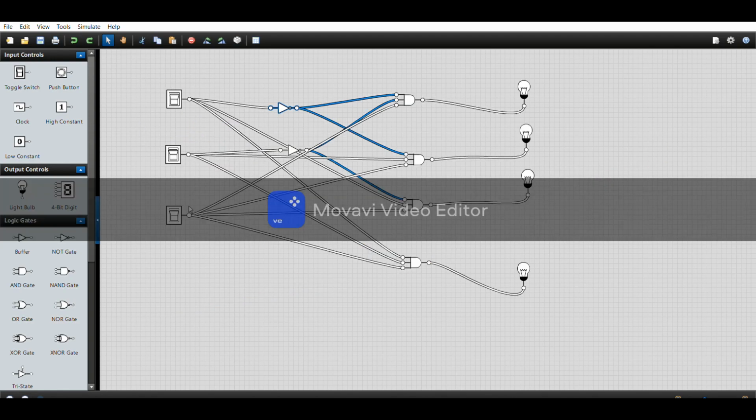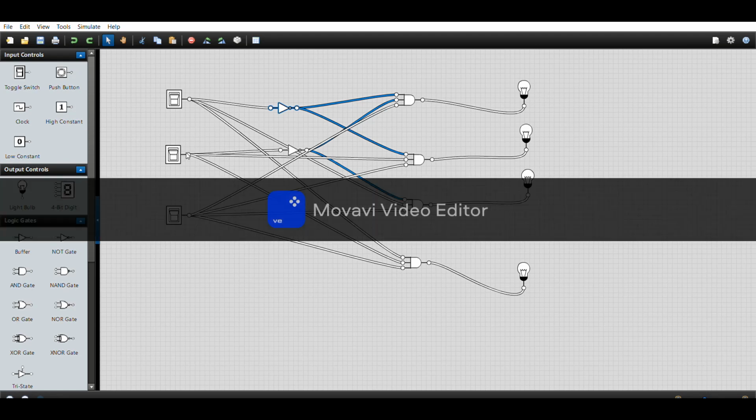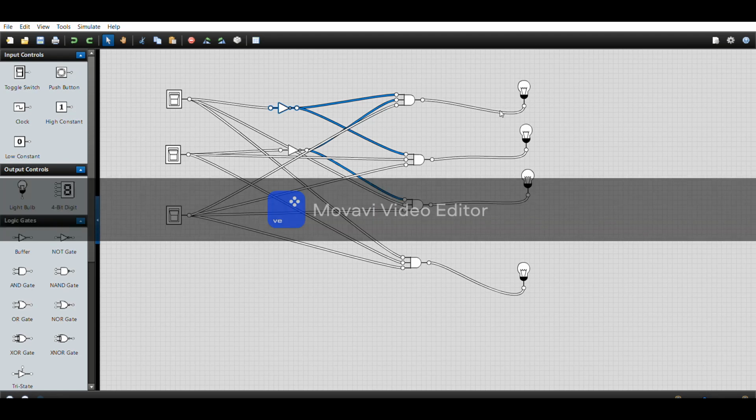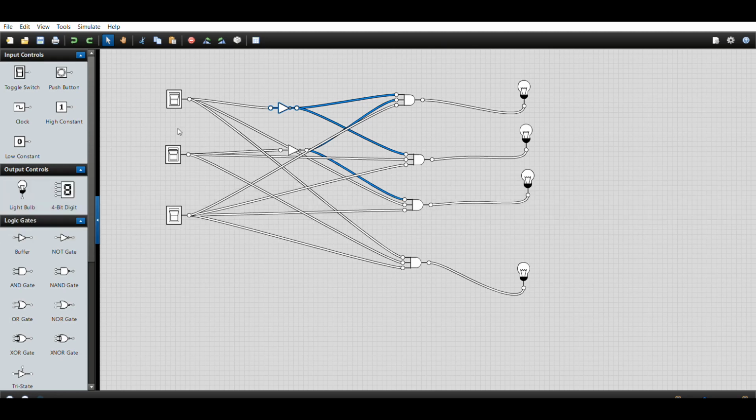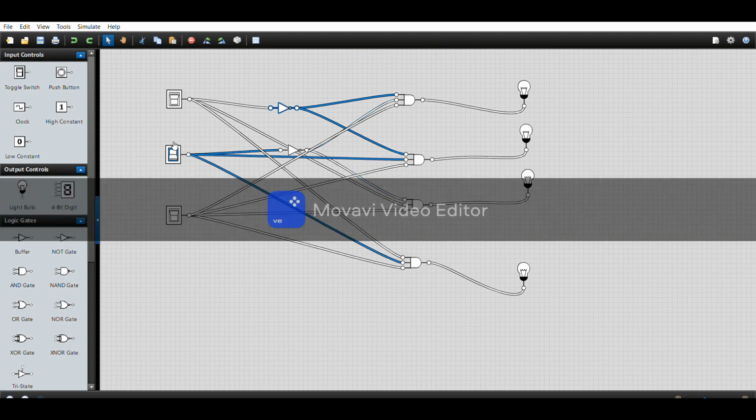The next thing we are going to see is the demultiplexer. It takes one input and transforms it into many outputs. The logic gates we used here are 2 NOT gates and 4 three-input AND gates. This is the implementation of the demultiplexer.